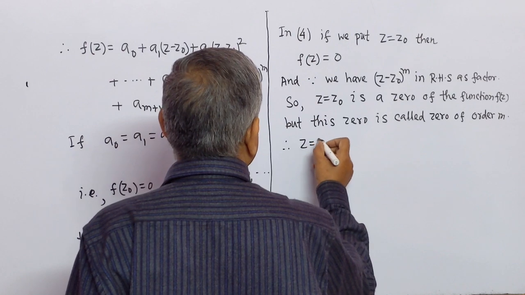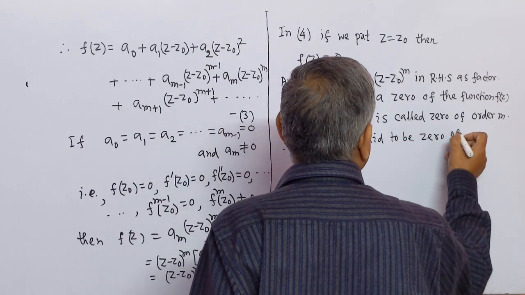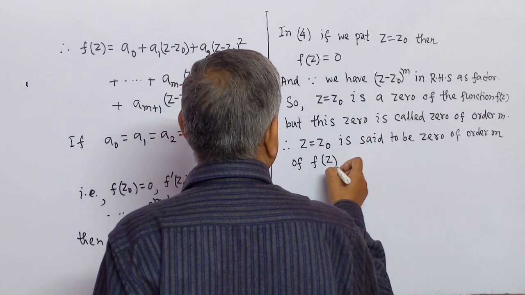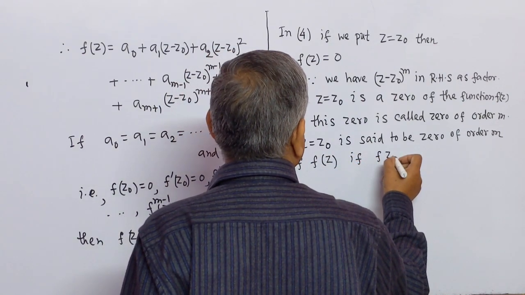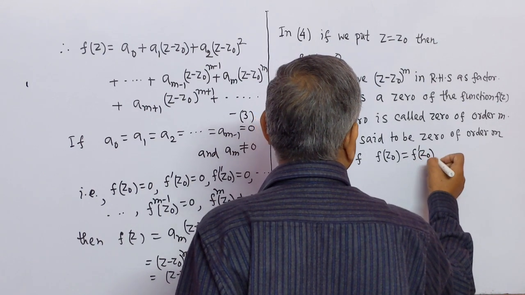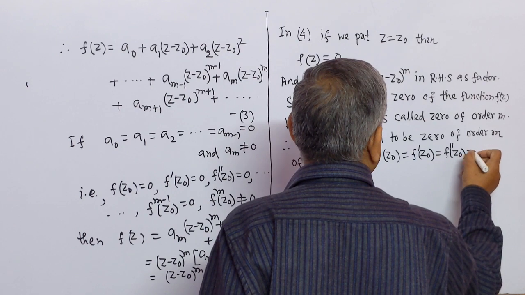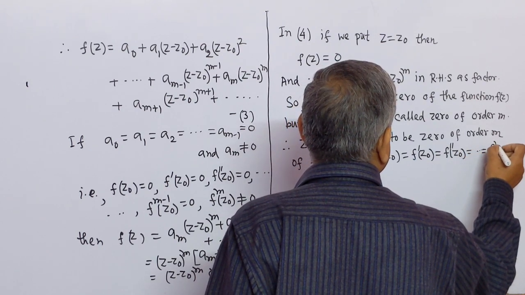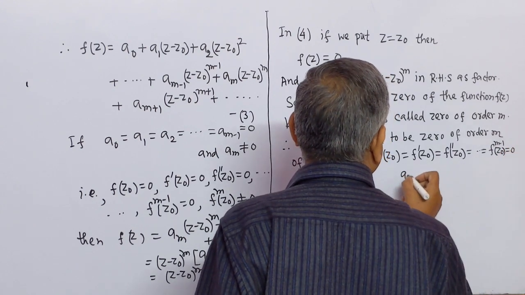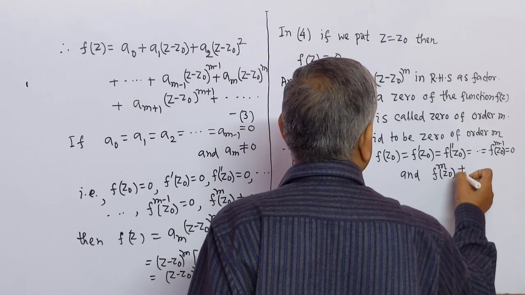Therefore, z equal to z naught is said to be a 0 of order m of the function f(z) if the function at z naught equals the derivative of the function at the point z equal to z naught equals the second order derivative of the function at the point z equal to z naught equals dot dot dot equal to the (m minus 1)th order derivative of the function at the point z equal to z naught equals 0, and the mth order derivative of the function at the point z equal to z naught is not equal to 0.